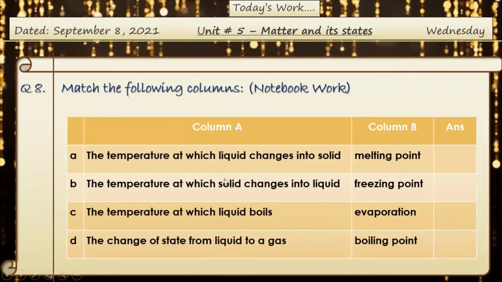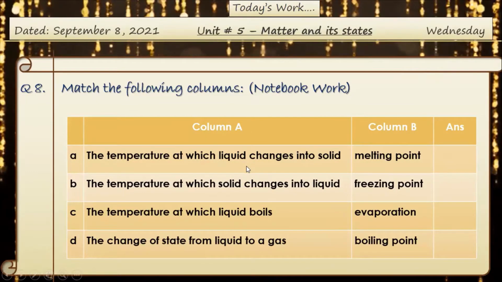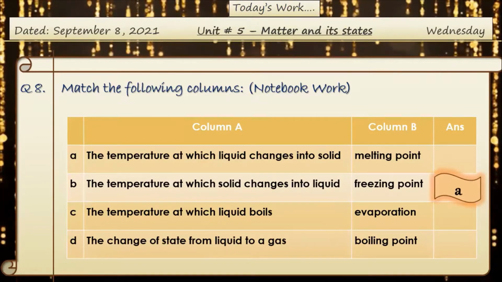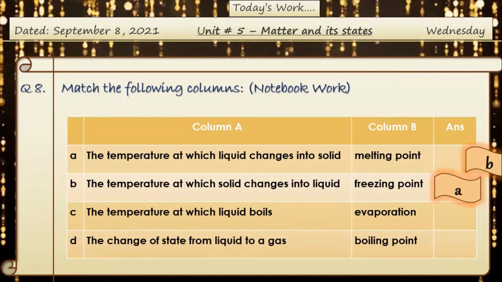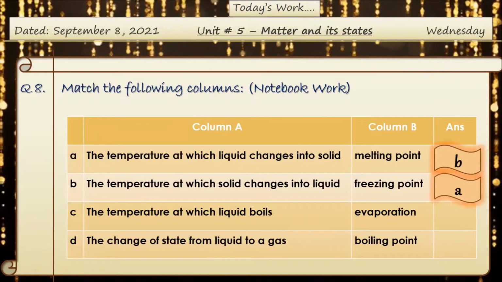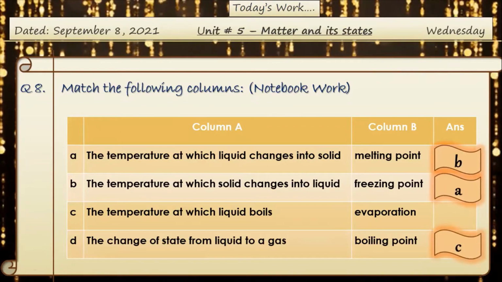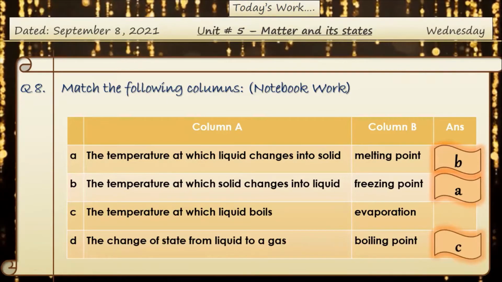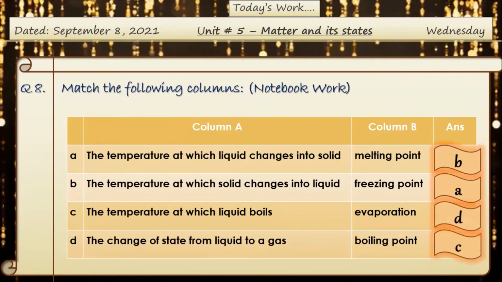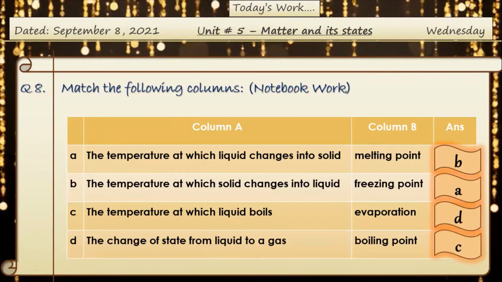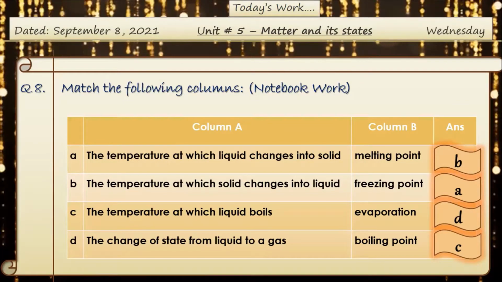The temperature at which a liquid changes into a solid is the freezing point. The temperature at which a solid changes into a liquid is the melting point. The temperature at which a liquid boils is the boiling point. The change of state from liquid to gas is evaporation. And finally, the last one is when gas vapors change into liquid, that is condensation. Don't forget.